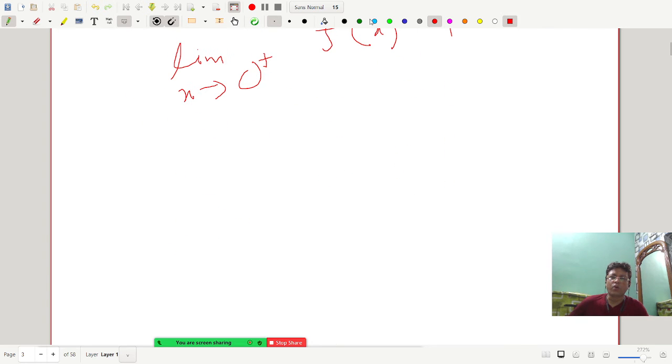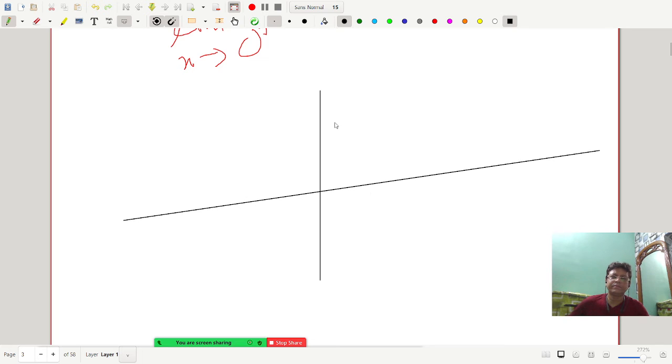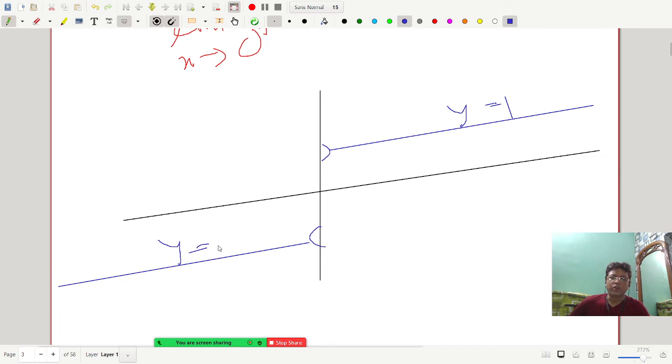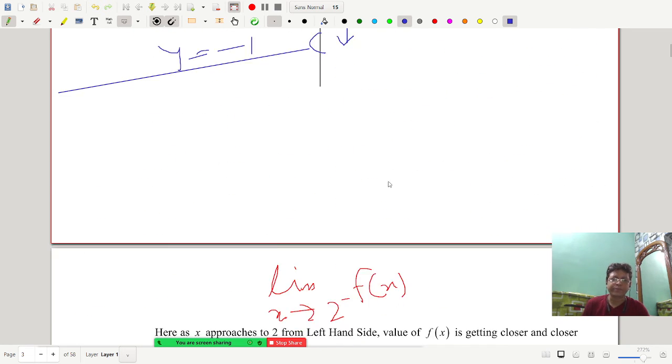Okay, so we can draw the diagram. So this is the point. This is the line y equal to 1, and this is the line y equal to -1. See, your left hand limit is -1 and right hand limit is 1. So there is a jump discontinuity. There is a jump between these two values. There is a gap, a big gap. So this is discontinuous and the limit does not exist because your left hand limit is not equal to your right hand limit. Okay.